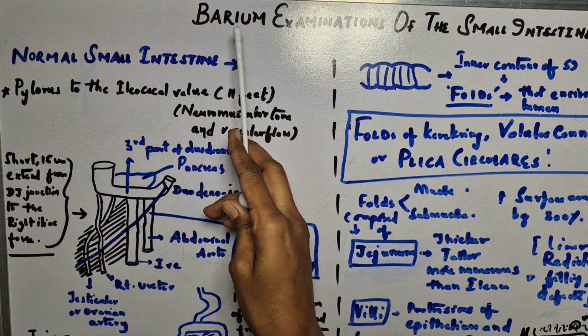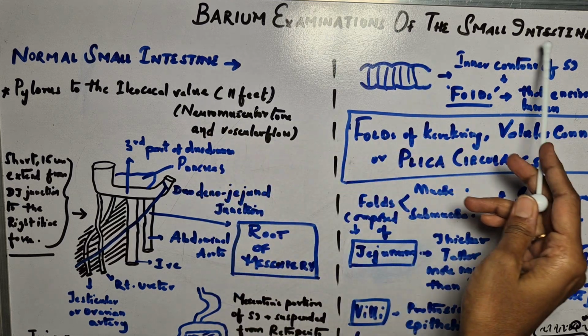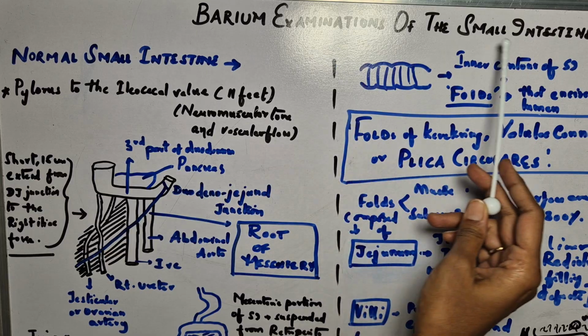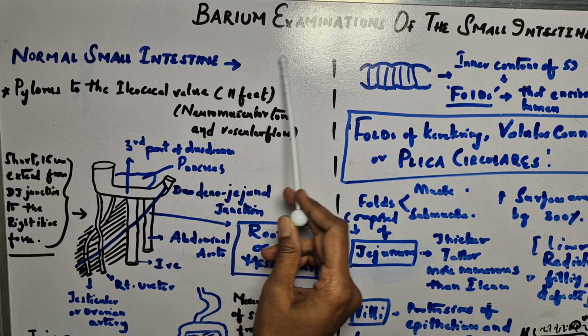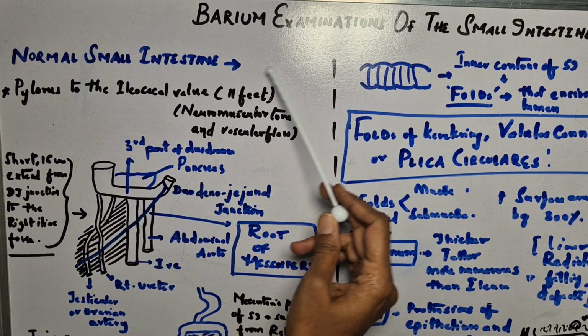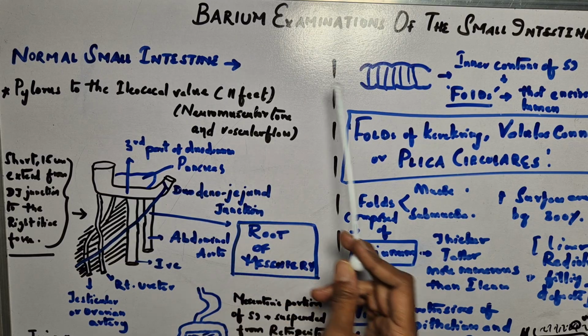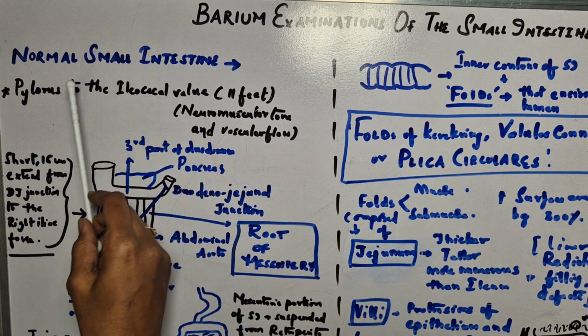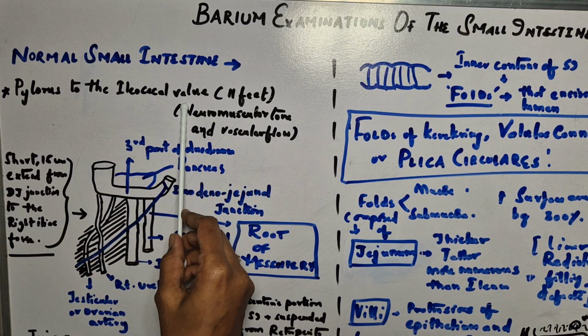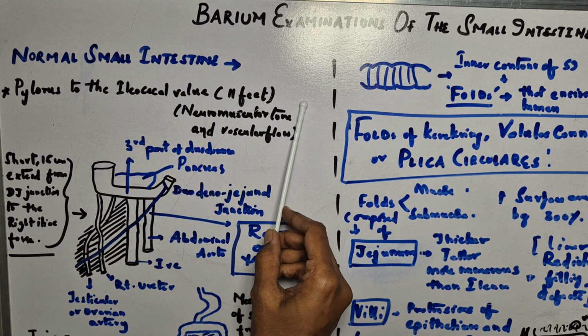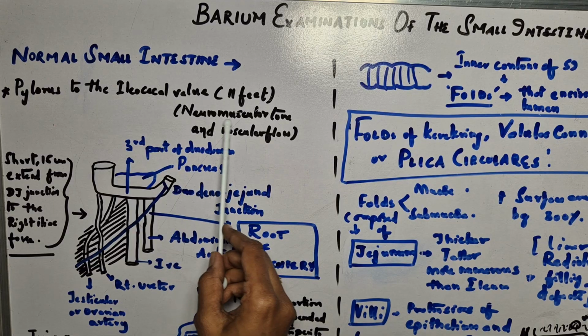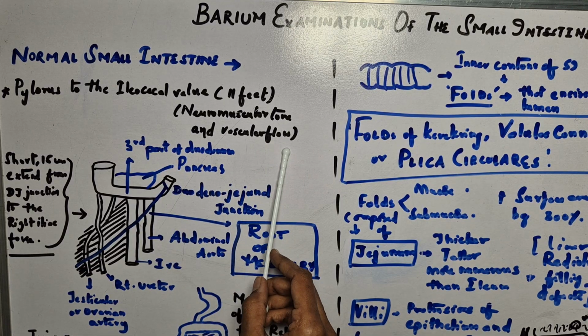Good morning everyone. Today we'll be discussing barium examination of the small intestine. So we divide into parts. This is part 1. Before going to the main topic, first we'll discuss the normal small intestine, some 2-3 points. The normal small intestine begins at the pylorus and ends at the ileocecal valve. It is 11 feet long. This length varies depending upon the neuromuscular tone and vascular flow.